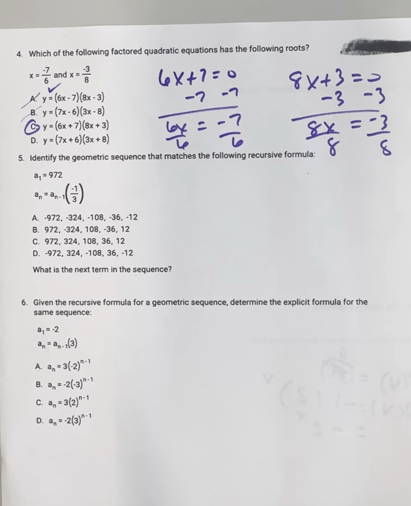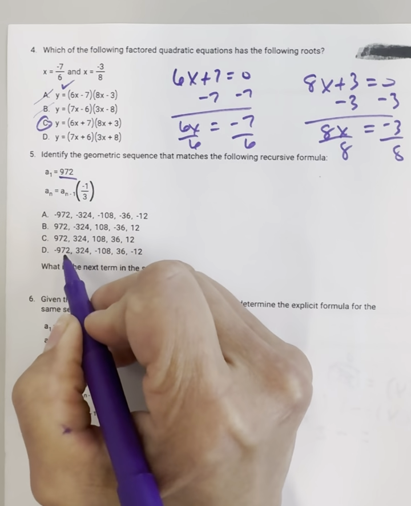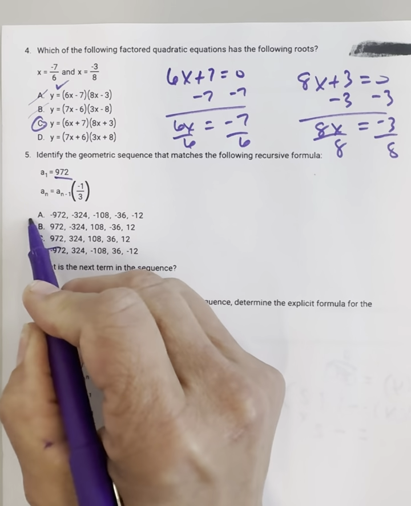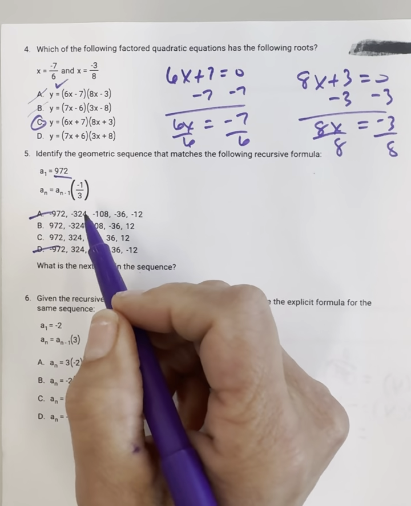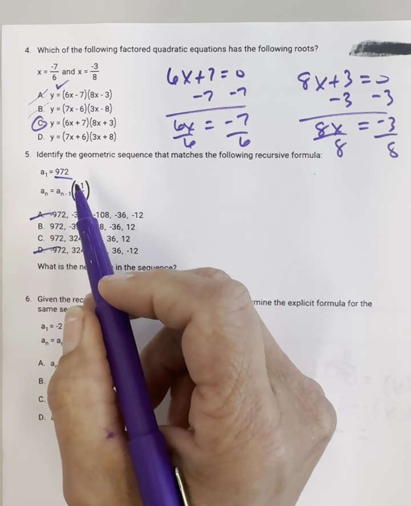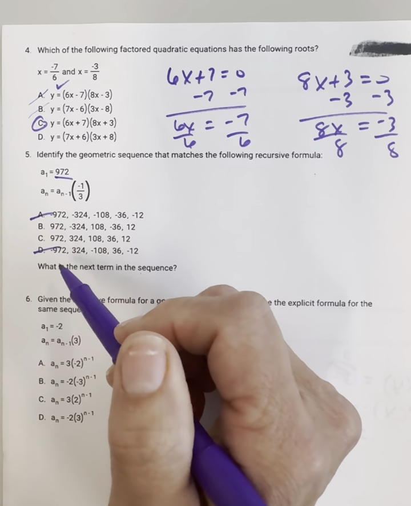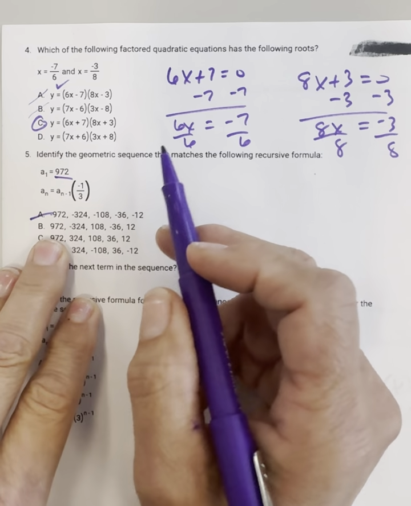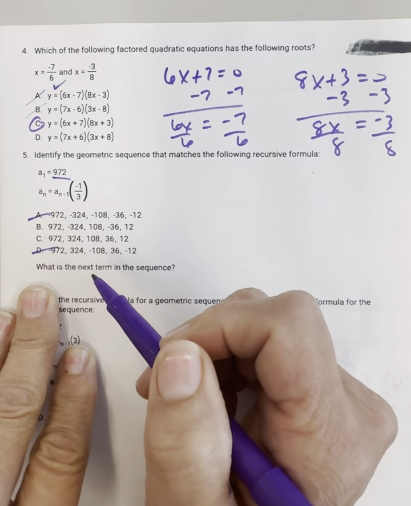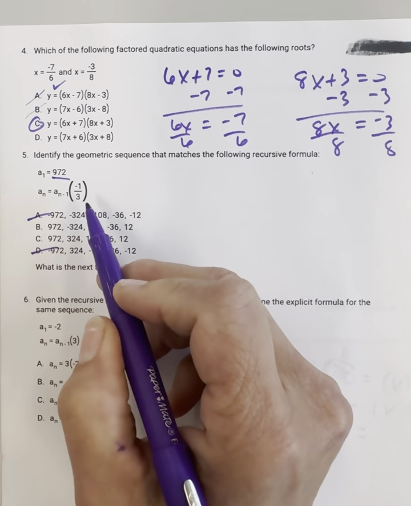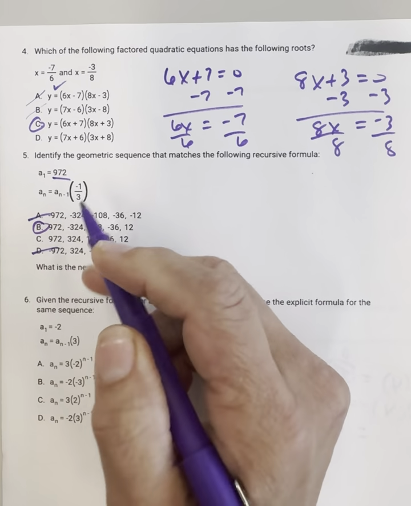Okay, number 5. Your first term is 972. So that eliminates D and A. And you're multiplying times -1/3. So when you multiply times a negative, you get positive, negative, positive, negative. So 972 times -1/3 is going to give you a negative number. And so basically when you multiply times -1/3, you are dividing by 3. But either way, your answer is B.